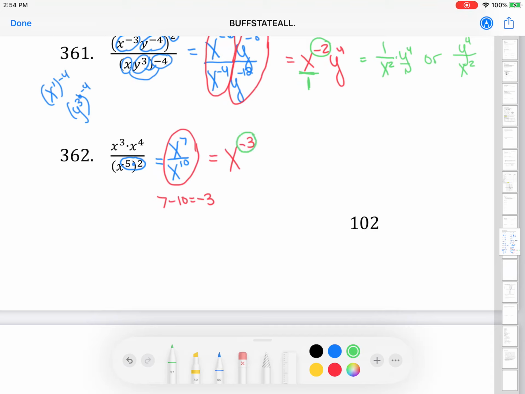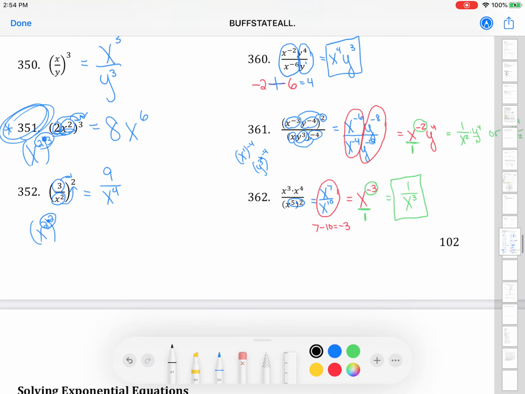I know I'm not done because, again, I have another rule that applies, my fourth rule for this problem now, a negative exponent. So I am going to apply my negative exponent rule by first turning that into a fraction and then flipping it. So when I flip this, it becomes 1 over x to the positive 3rd. Nothing else applies to this, so that is your final answer.